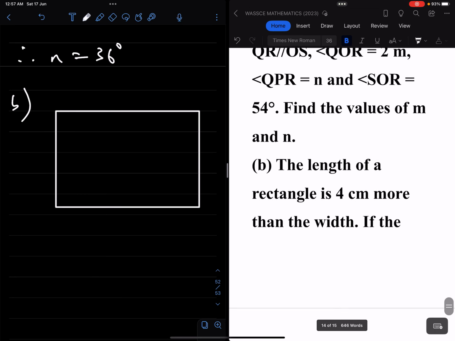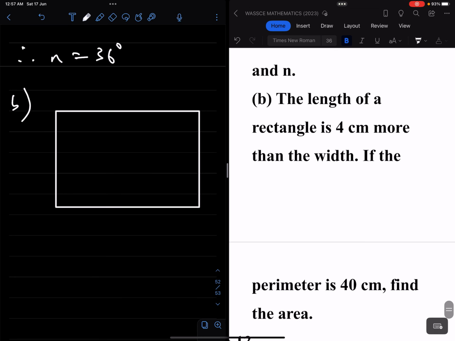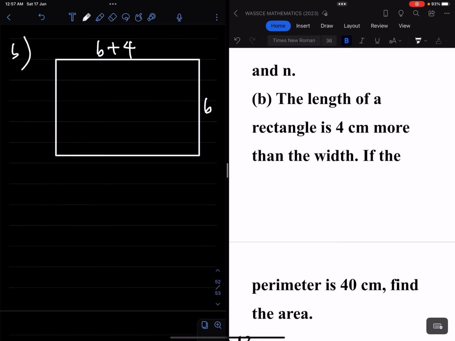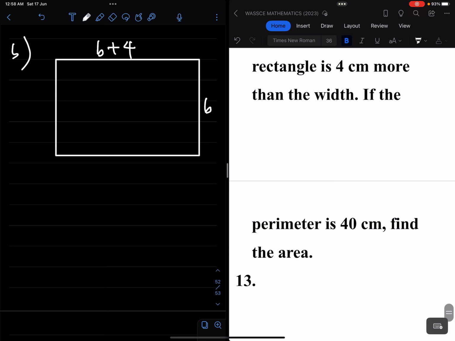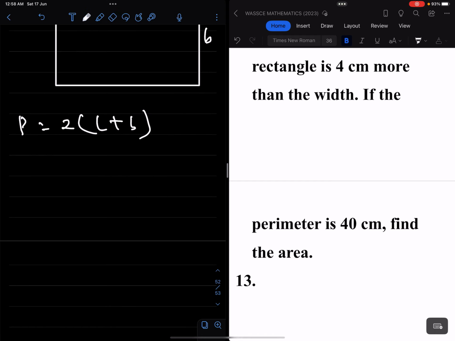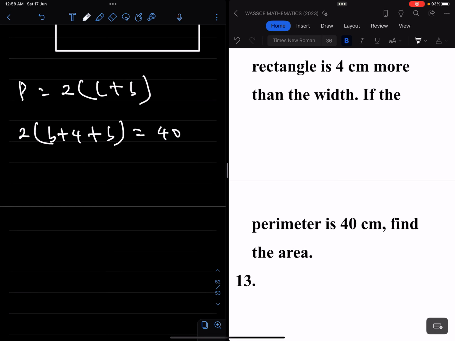Length is 4 centimeters more than breadth. So if breadth is b, length is going to be b plus 4. And they said the perimeter of the rectangle is 40 centimeters. Perimeter of the rectangle is given by 2 into L plus B. That simply means 2 into bracket b plus 4 plus b equals 40, and that simply means 2 into bracket 2b plus 4 equals 40.